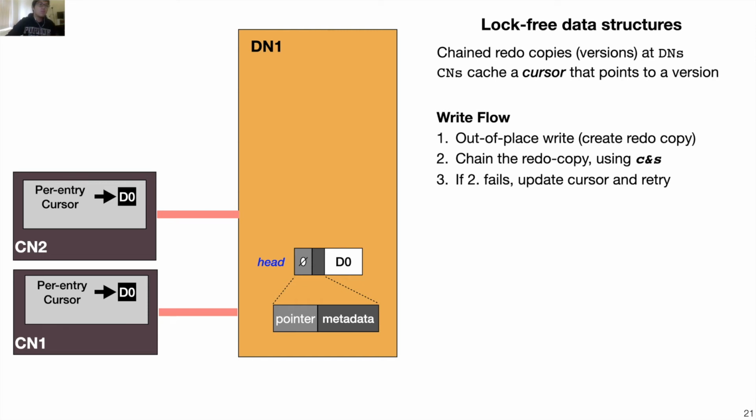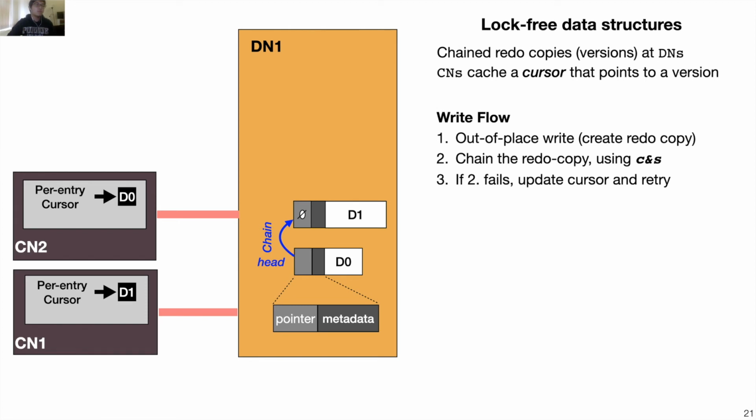Let's say CN1 now wants to write a new data D1. It first uses RDMA write to write the new data to a new location in the DM. Since CN1's local cursor points to D0, it will perform an RDMA compare and swap to atomically chain D1 onto D0. Locally, CN1 will also update its cursor to reflect this change.